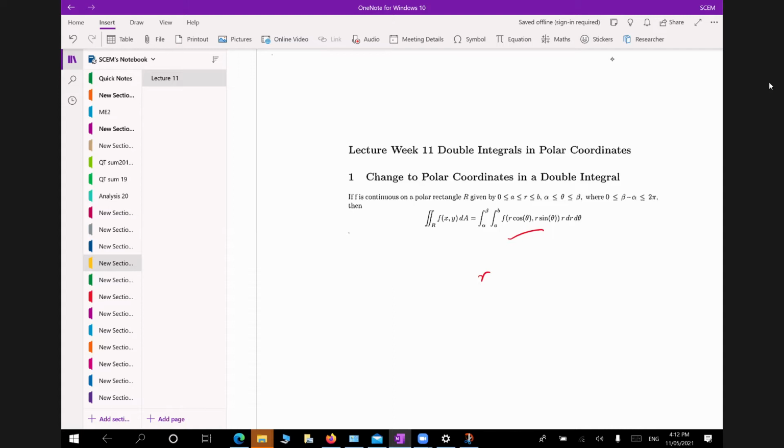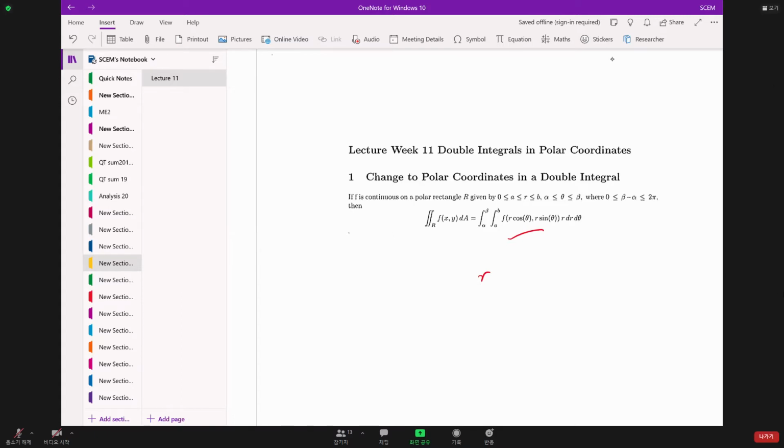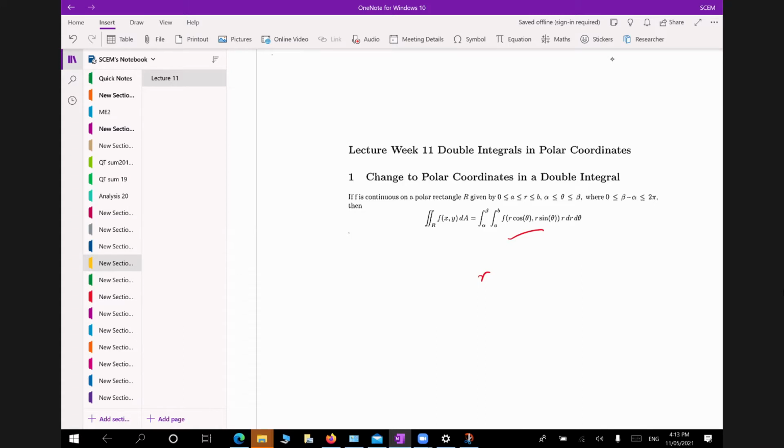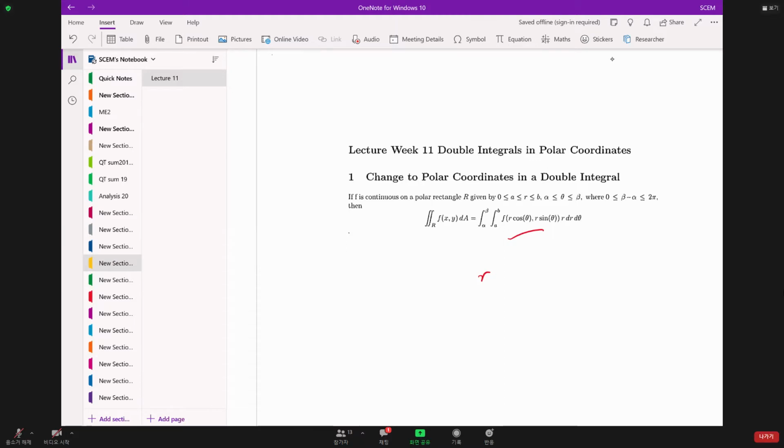So here, you're going from x, y, which is the Cartesian coordinate system, to the polar. In the polar, you have again two parameters, theta and radius. That's important. So here you're given f is a continuous function on a polar rectangle. And if you want to see what a polar rectangle is, go to page 1063. It's very well shown there what you mean by a polar rectangle.